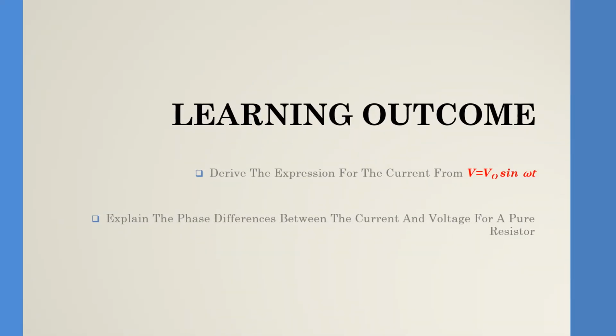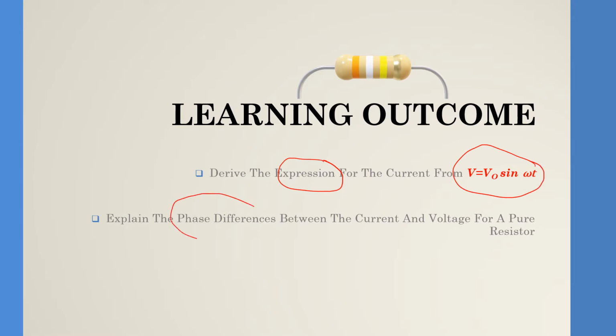Class, for our next lesson, the learning outcome is to derive the expression for the current from V equals V naught sine omega t. We also need to explain the phase differences between the current and the voltage for a pure resistor. Now, what does a pure resistor mean? A pure resistor means in the circuit there is no capacitor, there is no inductor, just a resistor. So before we go for this learning outcome, we need to understand a few things. Let's move on to the next slide.